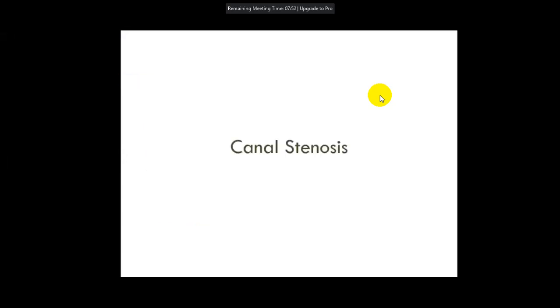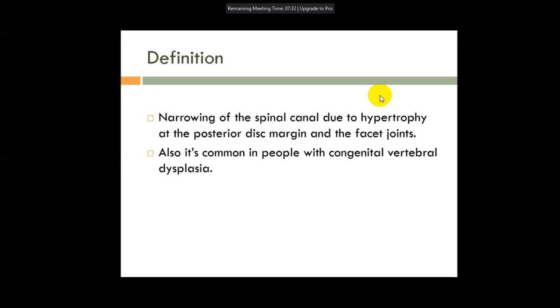Okay? The physiotherapy in the management of disc herniation is also directed to relief of symptoms, which is a part of the conservative management. The other part, which is connected to our presentation and webinar now, is the canal stenosis. The canal stenosis is a different entity than the intervertebral disc. Okay? So the definition of canal stenosis, either in the cervical or the lumbar spine, it is narrowing of the spinal canal due to hypertrophy of the posterior disc margin and the facet joint. Also, it's common in people with congenital vertebral dysplasia.